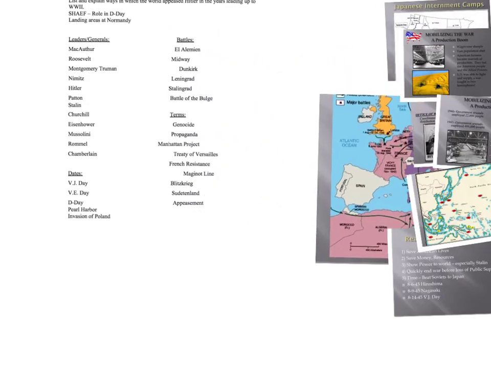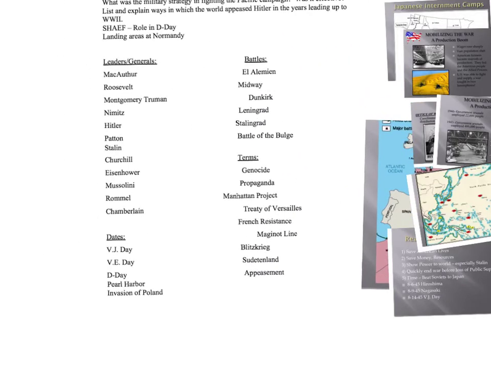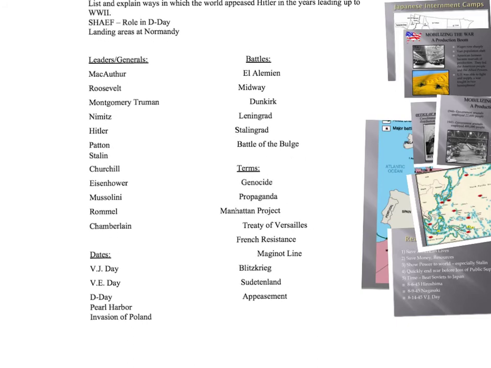And then let's wrap this up. These are all leaders that you should be familiar with. MacArthur is the American Army commander in the Pacific. Roosevelt's the American president. Montgomery is the British Army tank commander. Truman is the vice president during the war, then the president. Nimitz is the naval commander for the United States in the Pacific. Hitler's the German leader. Patton is an American tank commander.